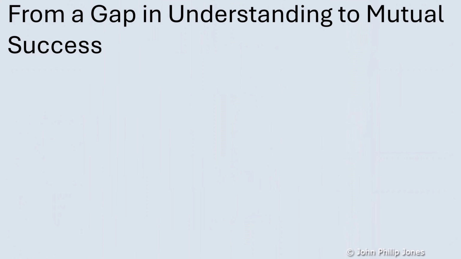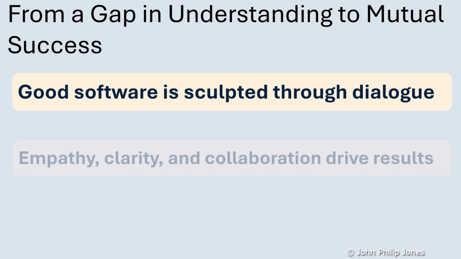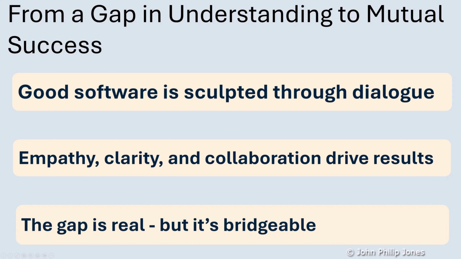We have to go from a gap in understanding to mutual success when we're developing software for a stakeholder. Good software is sculpted through dialogue, and nowhere is that dialogue more important than when you're doing the requirements analysis of the software lifecycle. Also important is empathy, clarity, and collaboration. They all drive toward good results from the requirements analysis phase. The gap is real, but it is bridgeable.